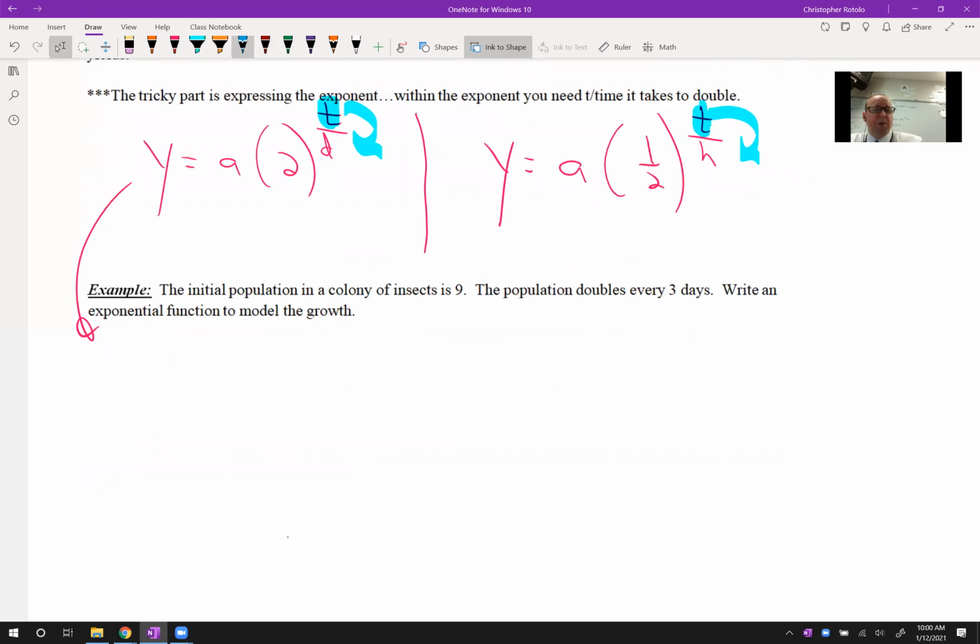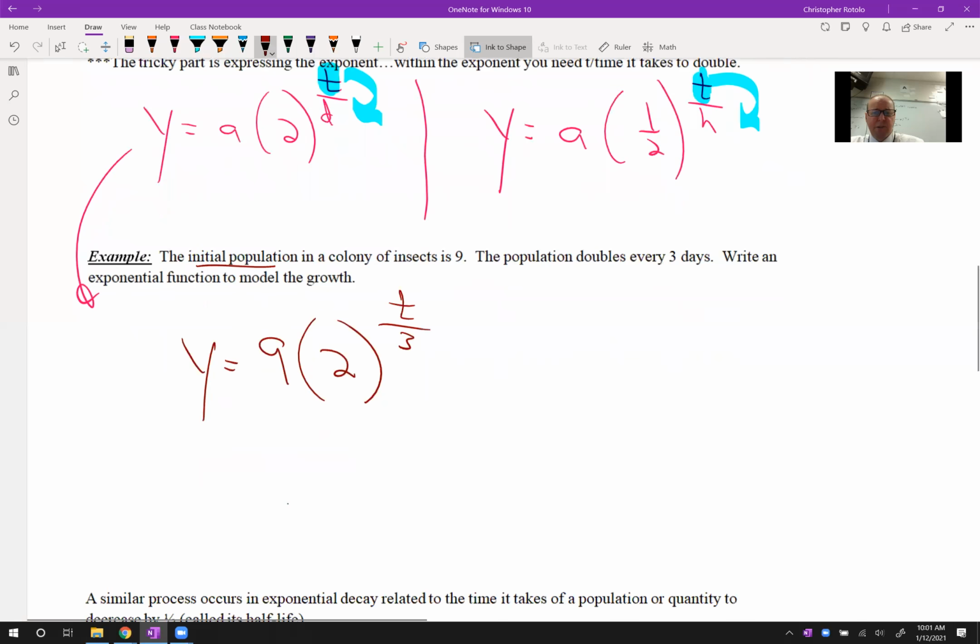So this one, we just want to write an equation. I can do that, y equals or f of x, whatever we want to use. Initial population, so a is 9. It's going to double, so 2, and it doubles every 3 days. So this is t over 3 because it doubles in 3 days. Then we want to model that growth. Whatever time frame they give us after that, that's what we plug in for t, or we could solve for it. We're going to get to that today as well.